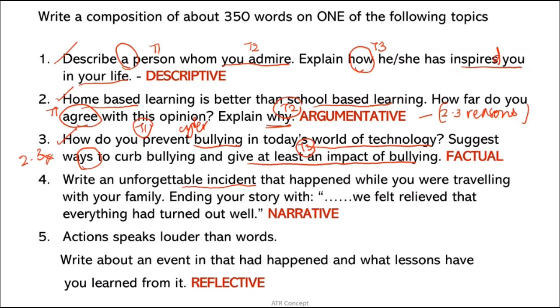Remember, for your trial exam, many make a lot of mistakes, whereby the question asks for 1 event, you give many events. The question asks for 1 only, but you give many. So here, look at this, an unforgettable. So there's one unforgettable incident that happened while you were traveling. Okay, traveling with your family. Janganlah tiba-tiba you write about you and your friends. Your friends shouldn't appear in this incident. You must remember that the incident involved you and your family.